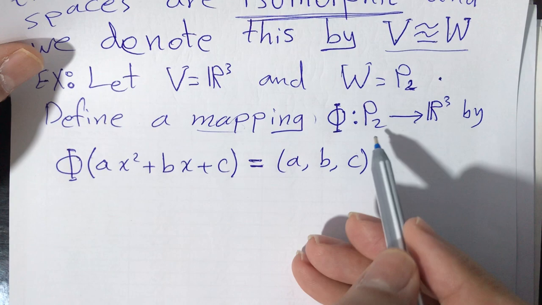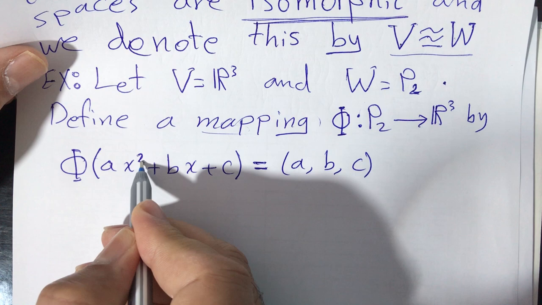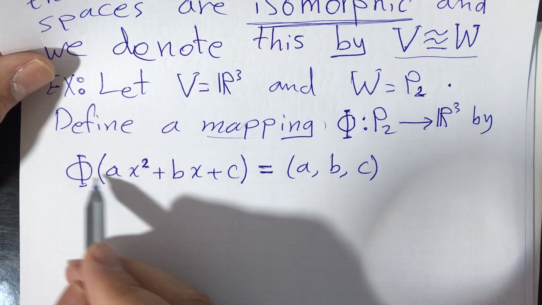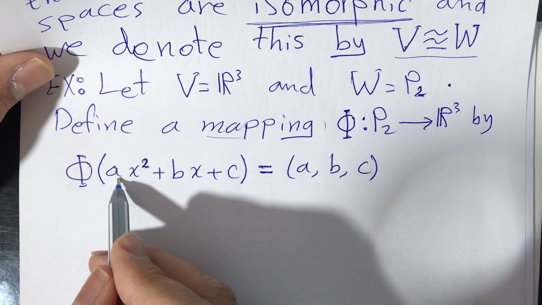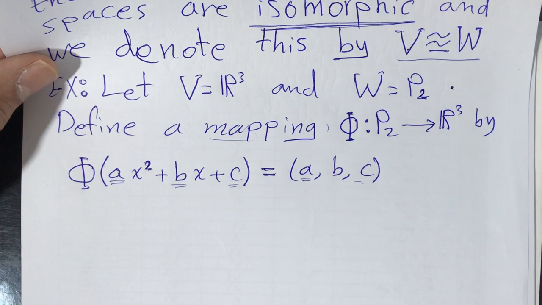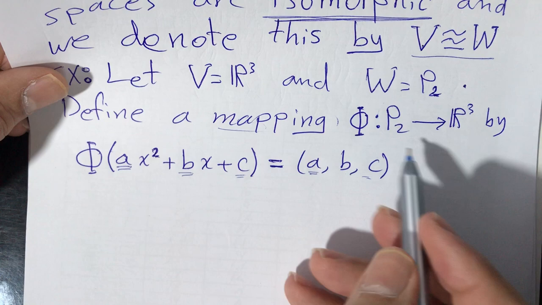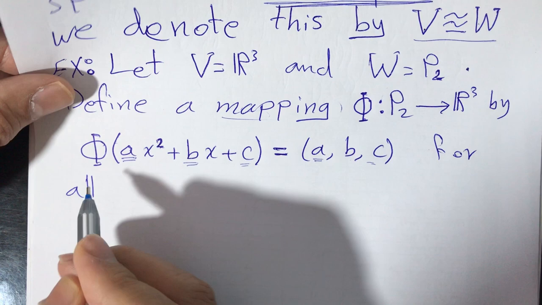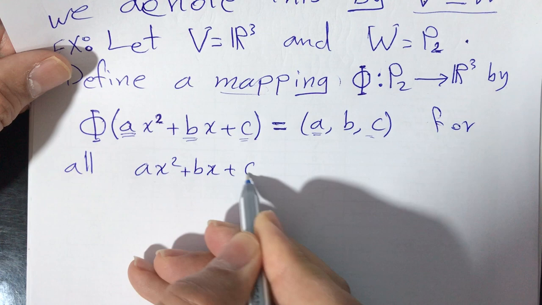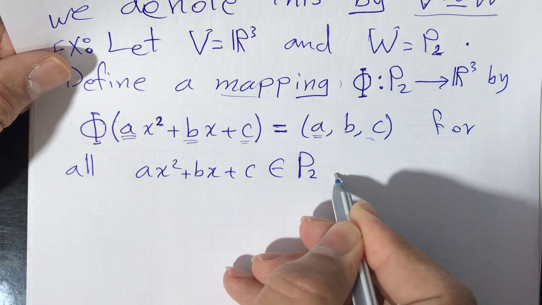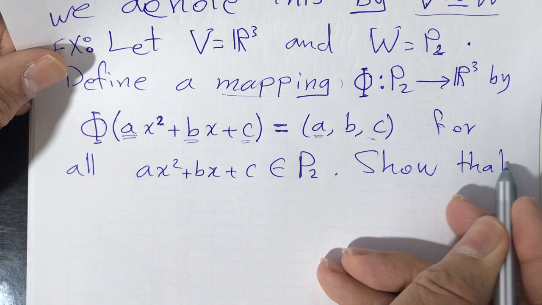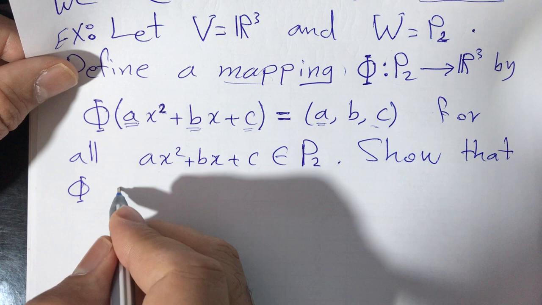This is a function defined from P2, polynomials of order 2, into R3, defined by phi of AX squared plus BX plus C equal to (A, B, C). We take this A as the first argument, B as the second, and C as the third, for all AX squared plus BX plus C belonging to P2. Now show that phi is an isomorphism.